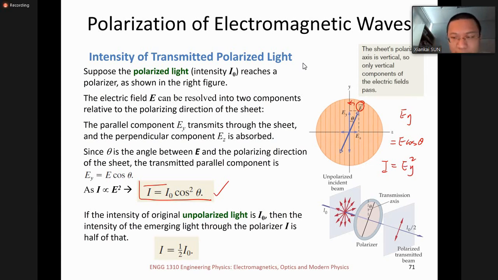Well, if you send an unpolarized incident beam through a polarizer, then the transmitted beam will have an intensity of half of I0. This is because if you do the average of cosine squared theta, that becomes 1/2.